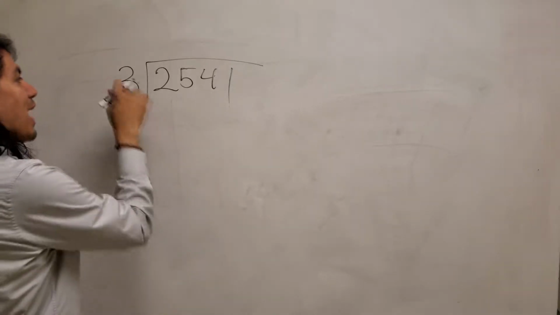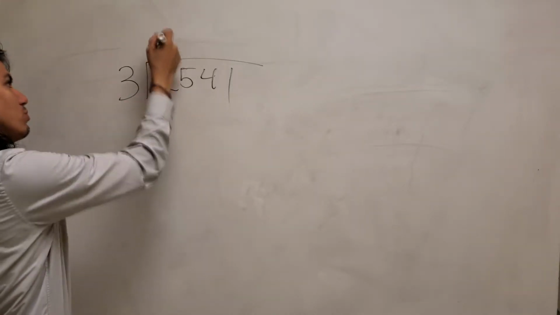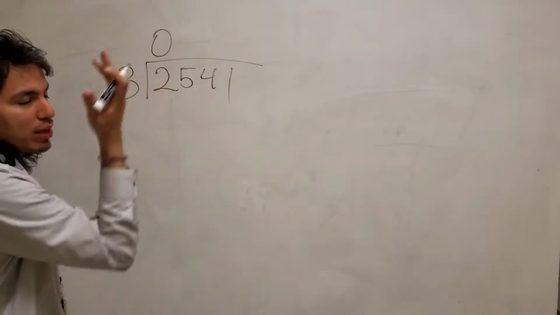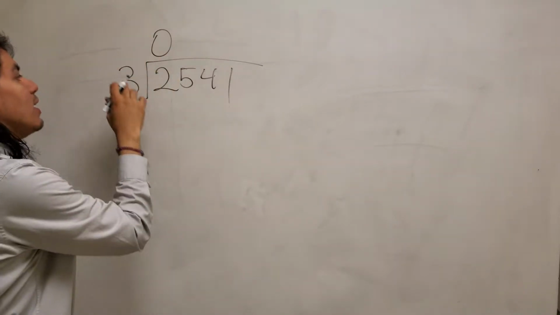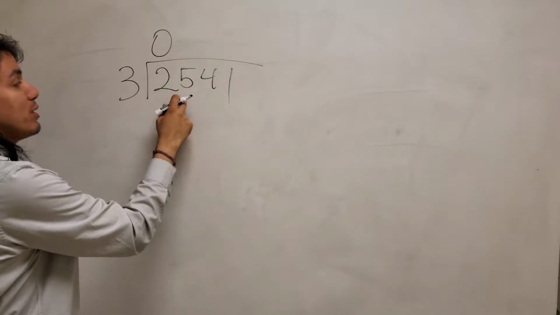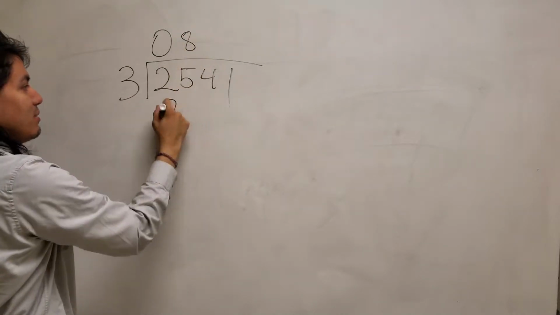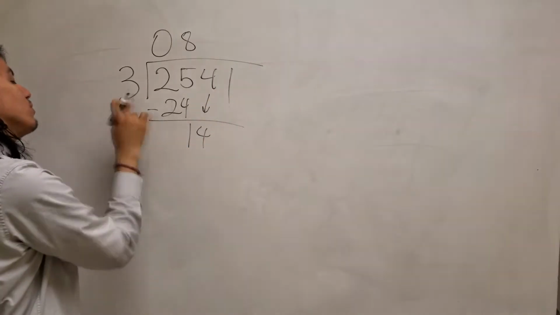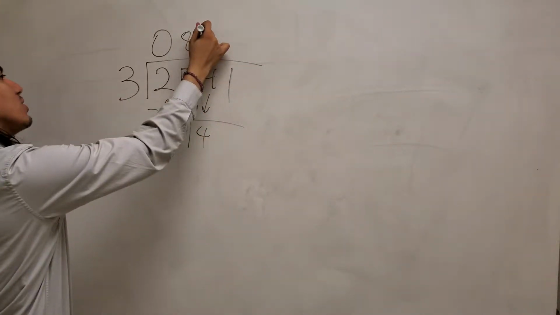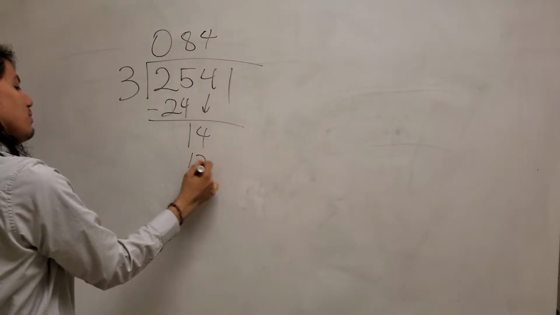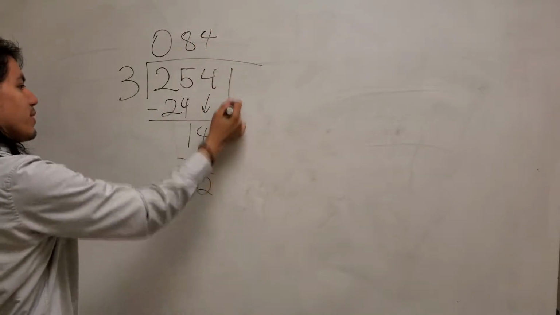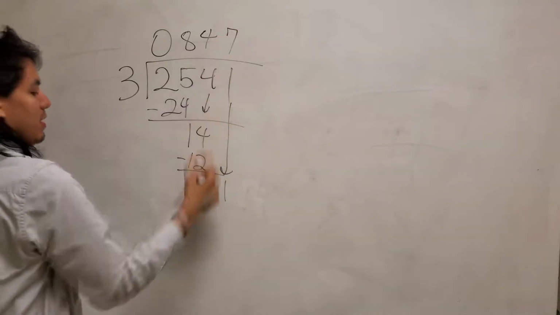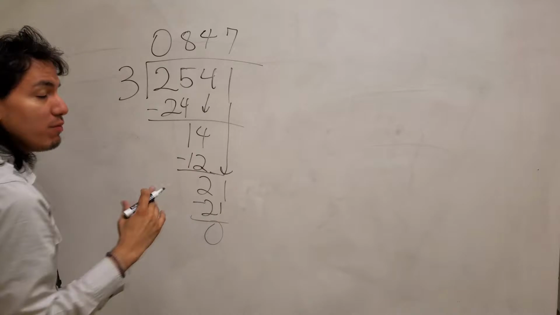Case by case meaning, can 3 divide into 2? No. So you have the option to put a 0 here or just put a blank space there. You don't have to put a 0. 3 can go into 25 8 times. You subtract, you get 1. Bring down the 4. 3 can go into 14 4 times, so I get 12. And 3 can go into 21 7 times. So that worked out very nicely.